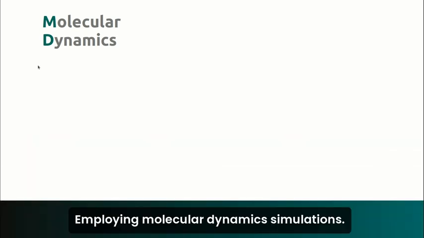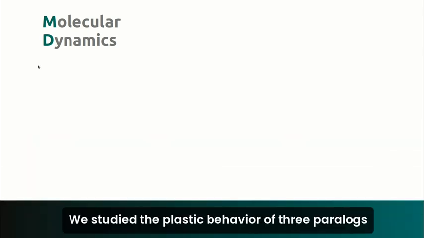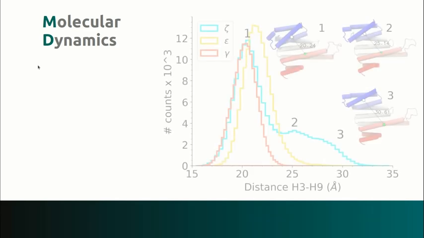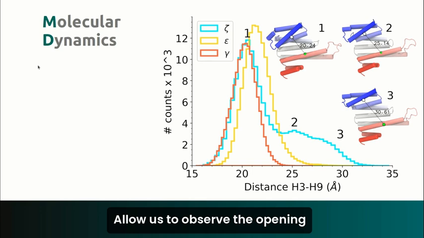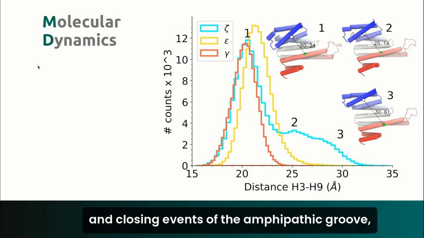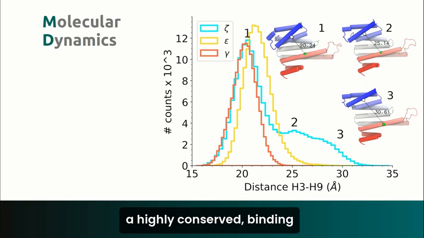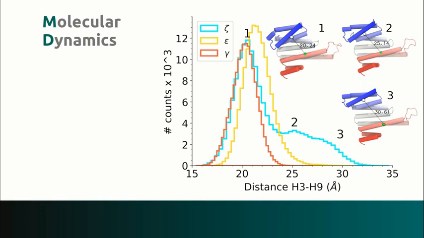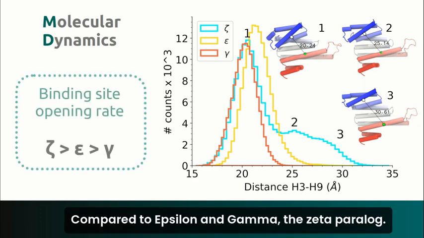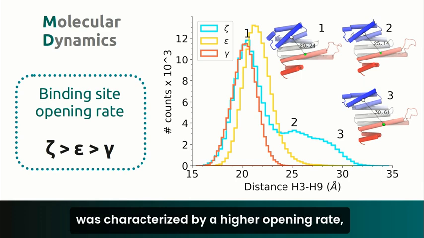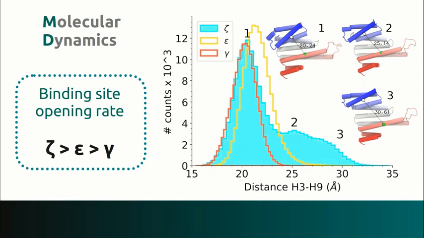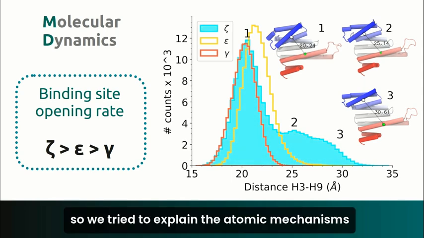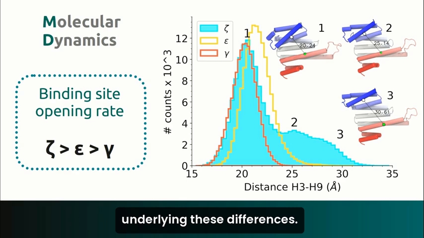Employing molecular dynamic simulations, we studied the plastic behavior of 3 paralogs. Microsecond trajectories allowed us to observe the opening and closing events of the amphipathic groove, a highly conserved binding site of the different 14-3-3 physiological partners. Compared to epsilon and gamma, the zeta paralog was characterized by a higher opening rate. So, we tried to explain the atomic mechanisms underlying these differences.